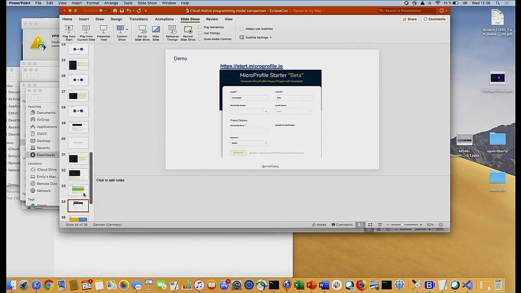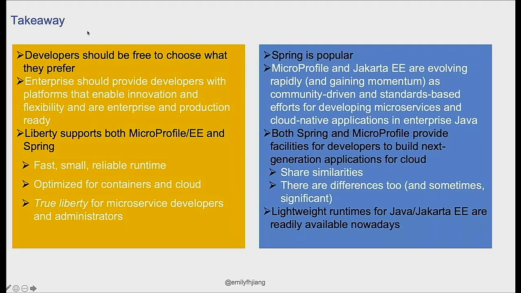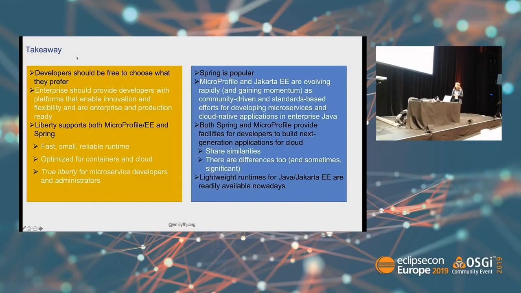So let's go back to the takeaway. With Spring and MicroProfile, you are free to choose whatever programming model you want, whatever you find more productive. For a Java EE background, I think you can feel free to choose MicroProfile. It's closer to your programming model than going to Spring. However, if you are a Spring developer and want to take a look at MicroProfile, just feel free. A lot of runtimes support both Spring and MicroProfile.